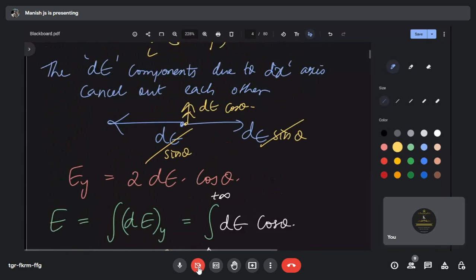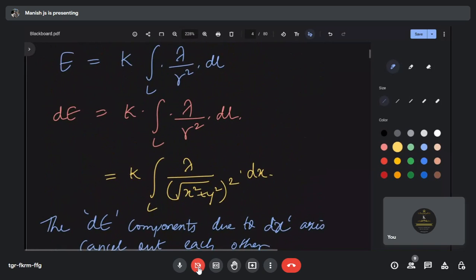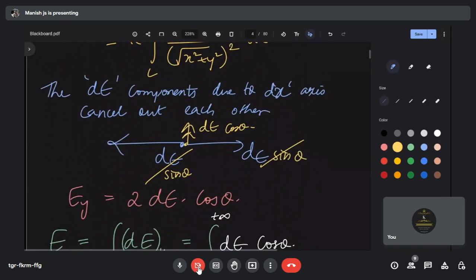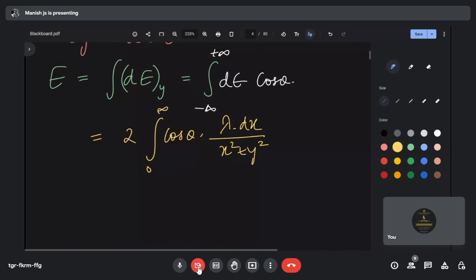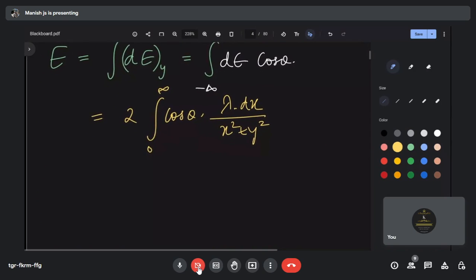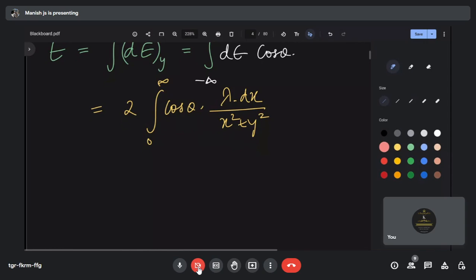What is the value of dE? We have already found it out. It is lambda into dx upon x square plus y square. We are substituting this value. So like this, you will have to go for a simplification. Now you apply the method of substitution in integration.